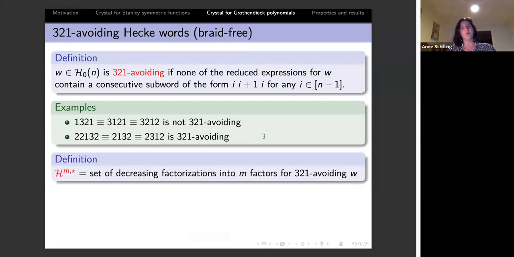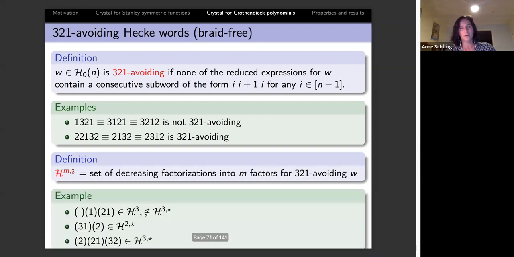Okay, and I'm going to now define the set of decreasing factorizations for the 3-to-1 avoiding case by H_m star. So star just means 3-to-1 avoiding, basically. So here are further examples.